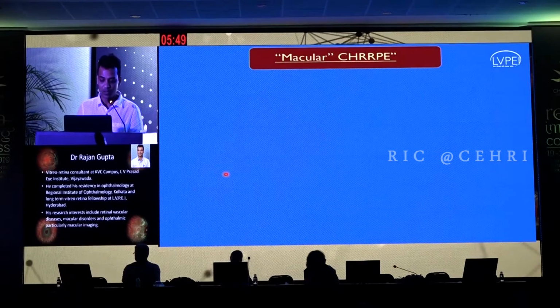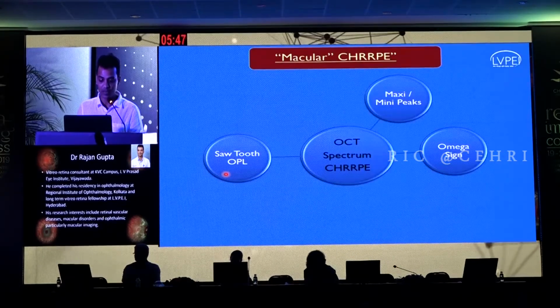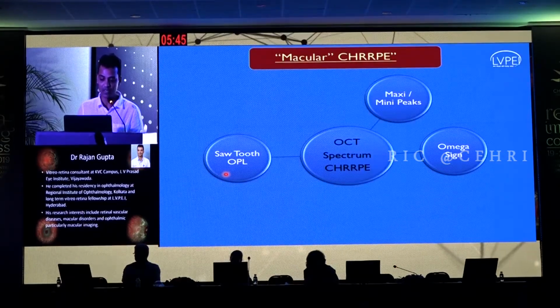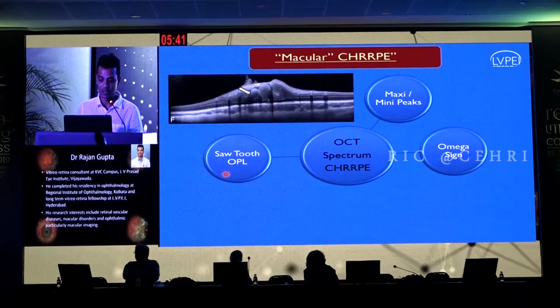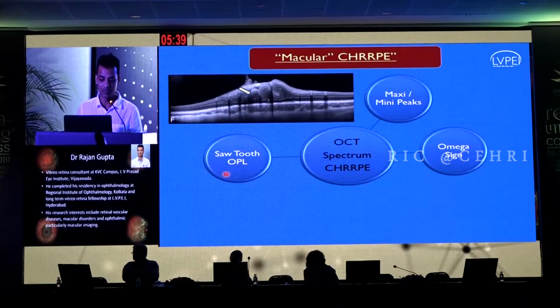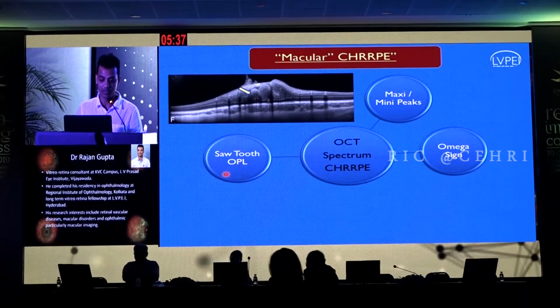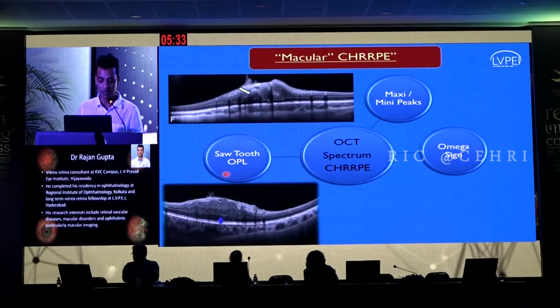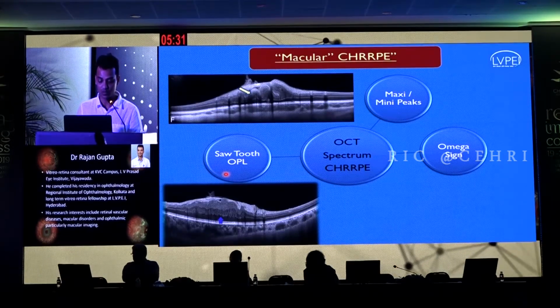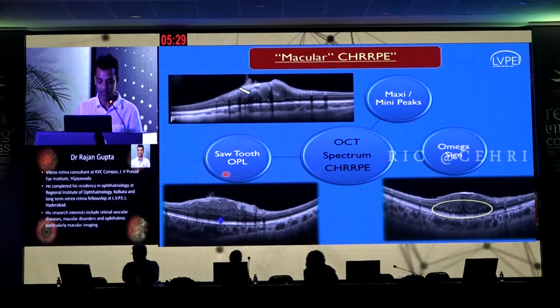Now coming to the multimodal imaging, basically the OCT spectrum has been well illustrated in the literature. For the macular lesions, be it the maxi or the mini forms, we see the infolding of the inner retinal layers along with tags along the vitreoretinal surface, or the various configurations of the outer plexiform layer, be it the sawtooth configuration or the omega sign.